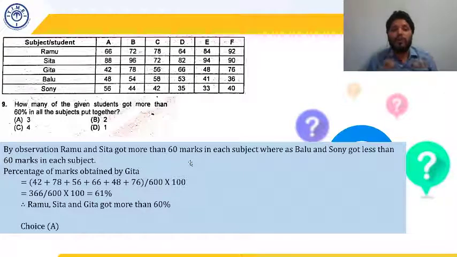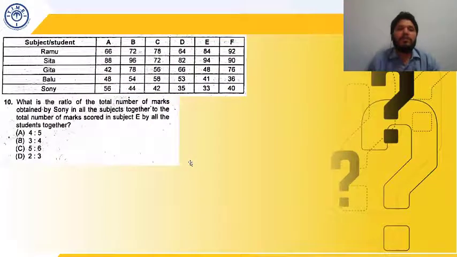So please do not blindly rush to the questions or rush to the solving of getting all the marks. From the data itself, it is very much clear that Ramu and Sita are going to be in the list and Balu and Sony are not going to be in the list. So you need to check only for Geeta, not for all 5 students. I hope it is clear to everyone. Okay, let's move on to the next question. Question number 10. Just have a look at it.